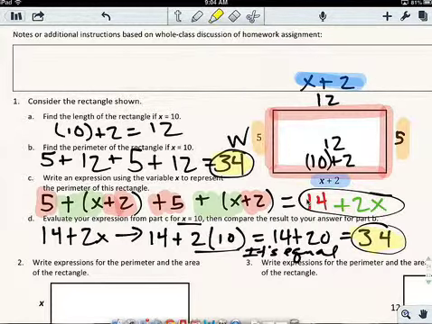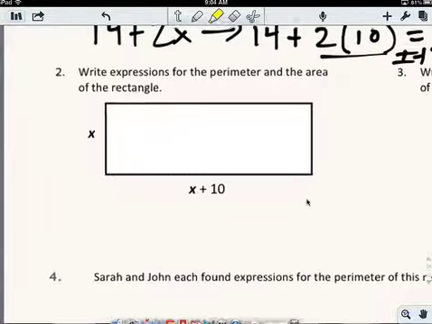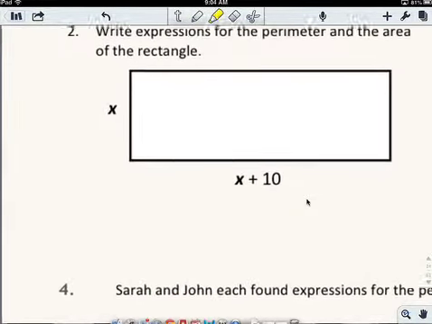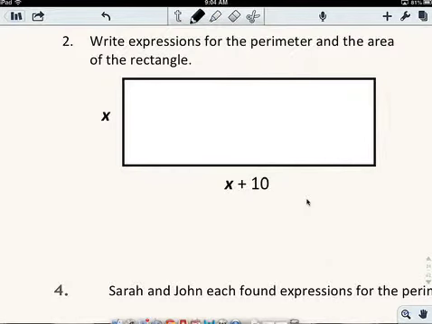All right, one problem down. Let's look at the next one. Write expressions for the perimeter and area of the rectangle. Let's see.